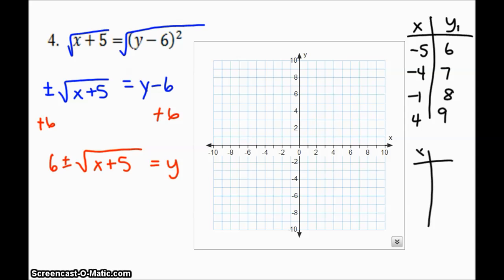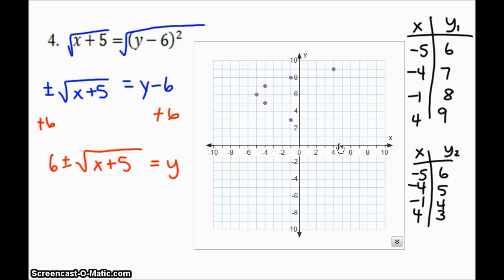Now we need the bottom half. So this is our second y values. Use the same exact x values you used in the previous table. Okay, so 6, 5, 4, and 3. Alright, so now it's our job to graph those. So -5, 6, -4, 7, -1, 8, and 4, 9.